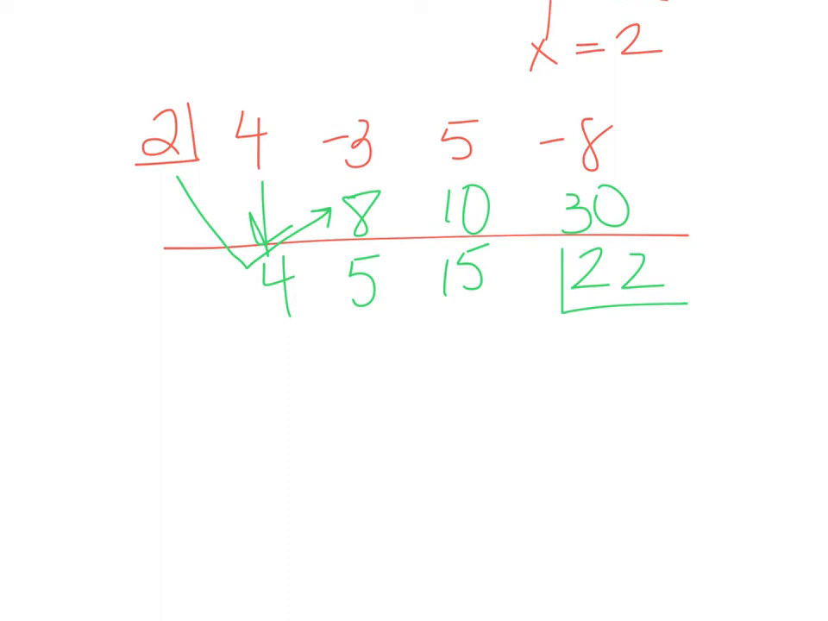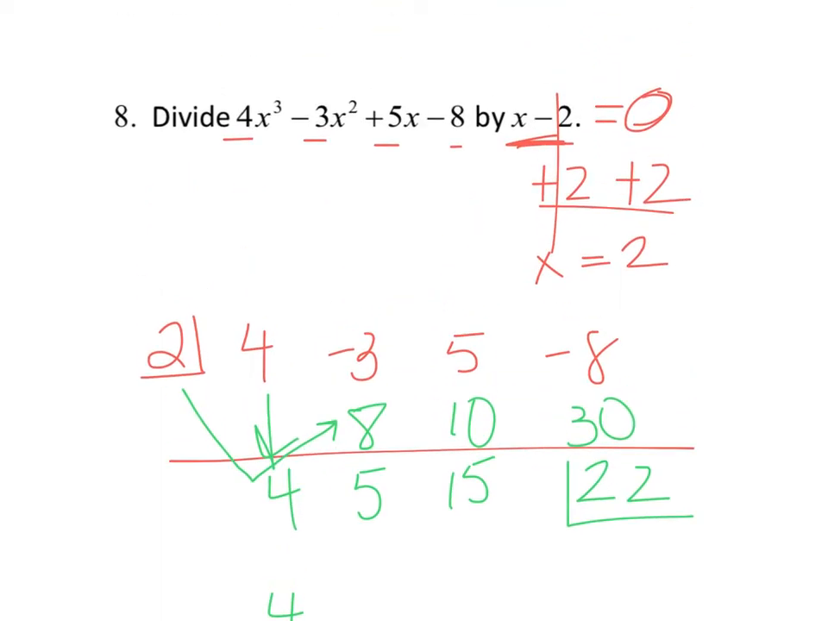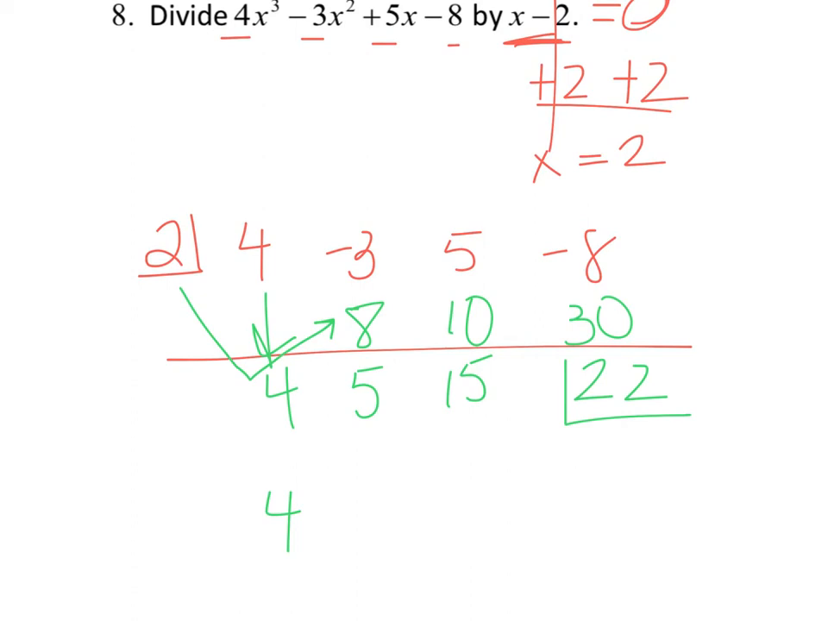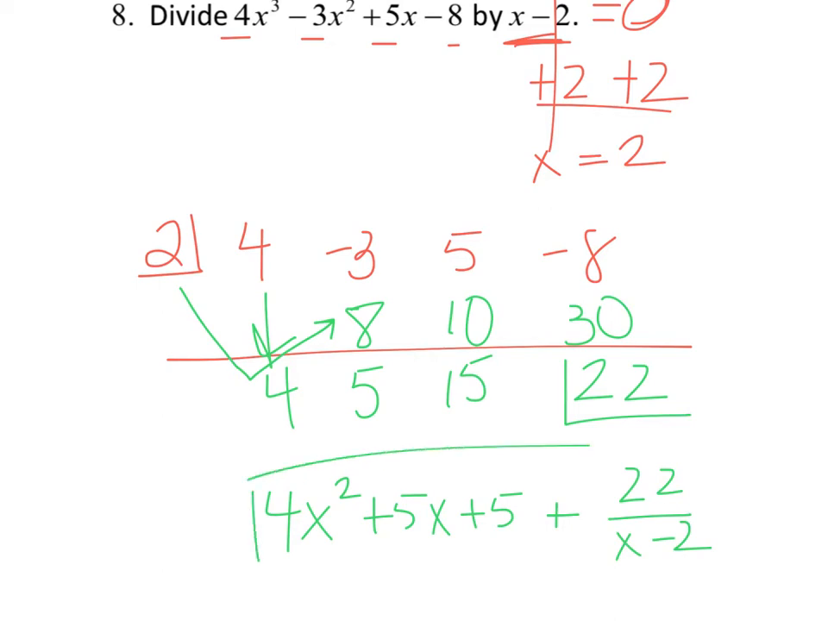So now what I'm going to do is I'm going to go down by a power. So if you notice, my polynomial started off with x cubed. So because that's the case, I'm going to do x squared plus 5x plus 15. Now I have to add on my remainder over my divisor, and that's my final answer.